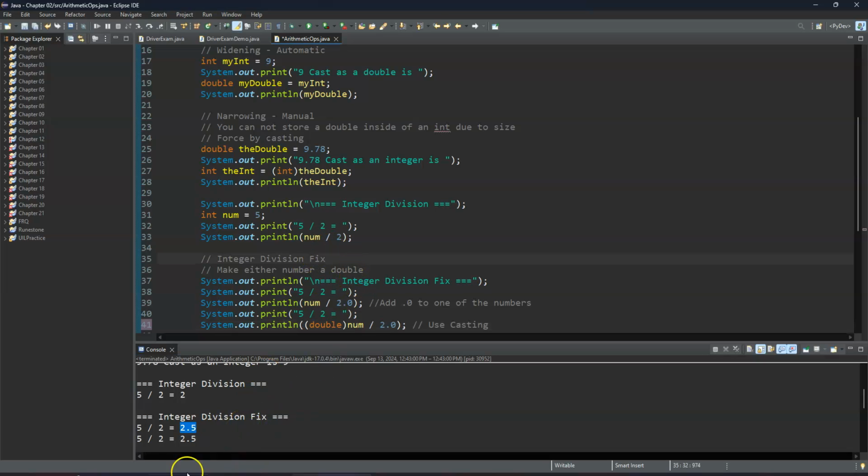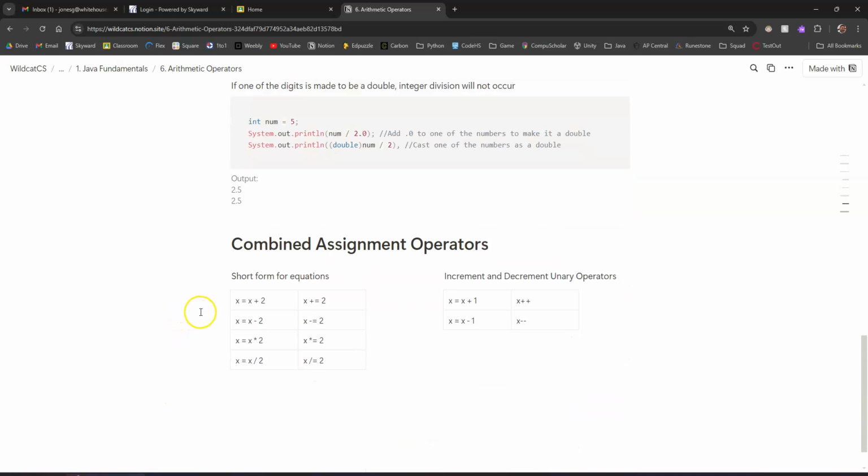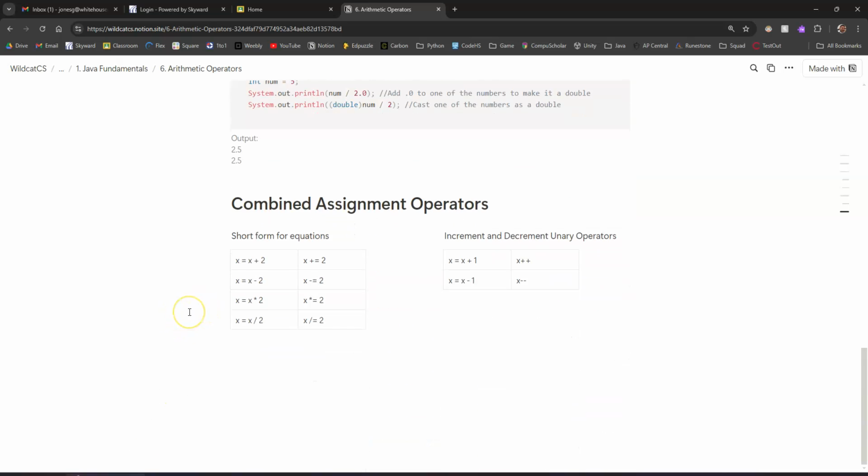All right. Next thing we want to take a look at is combined assignment operators. All these are easier ways, or shorthand ways, to write some of this math. So if I had x equals x plus 2, a simplified way that I can do that in Java is x plus equals 2. And you're probably like, Mr. Jones, that's only saving me one character. I'm only saving a little bit of space here.